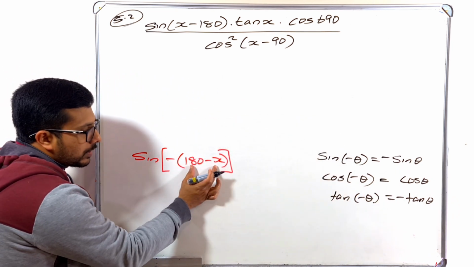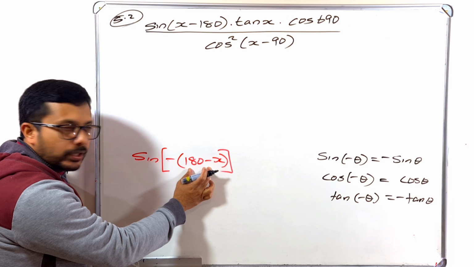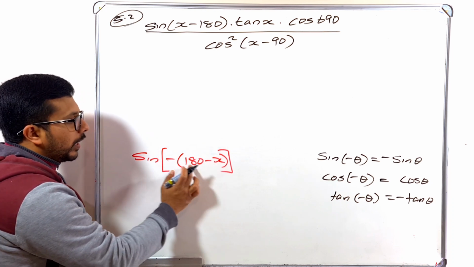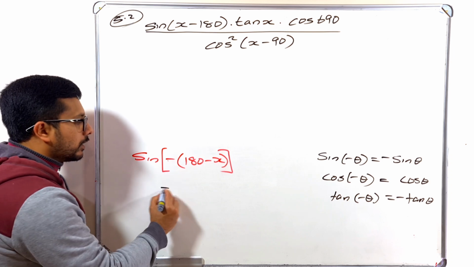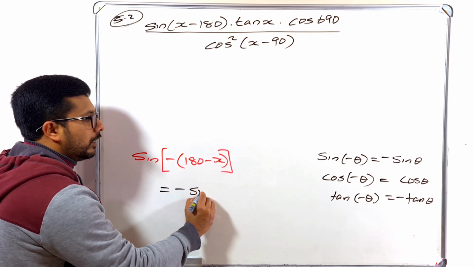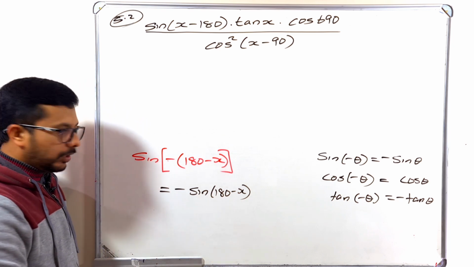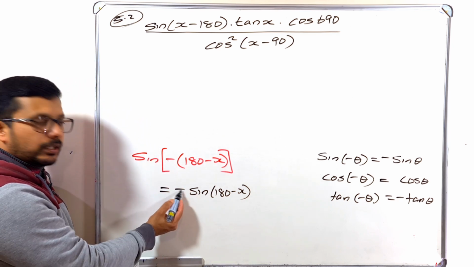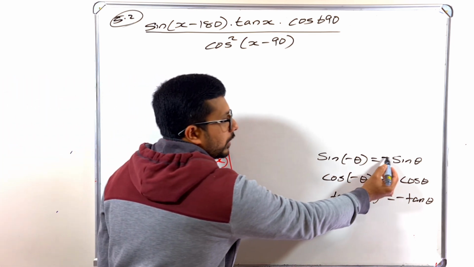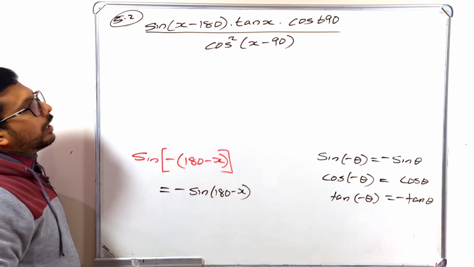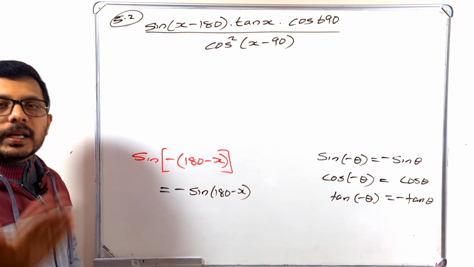Sine of minus an angle, theta stands for an angle. So here the angle is 180 minus x. So sine of minus (180 minus x) is the same as minus sine of (180 minus x). So this minus we can write outside like this. Sine of minus theta is minus sine theta. Similarly, you have to practice like that.